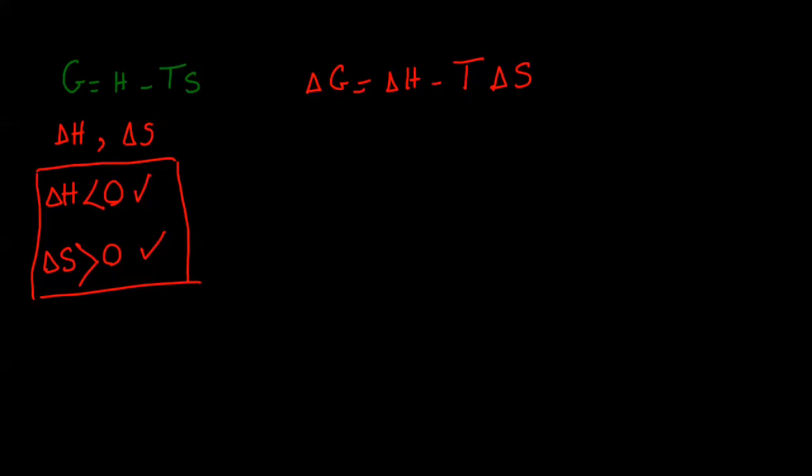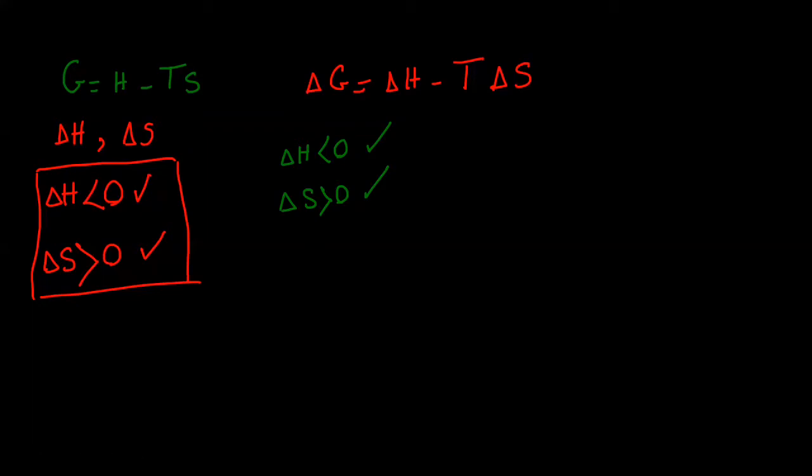Okay, right now let's consider different types of reaction. If we have a reaction where delta H is smaller than 0 and delta S is larger than 0. Definitely, delta H smaller than 0 is something in favor of the reaction. Delta S larger than 0 is again in favor of the reaction. So this reaction should be spontaneous.